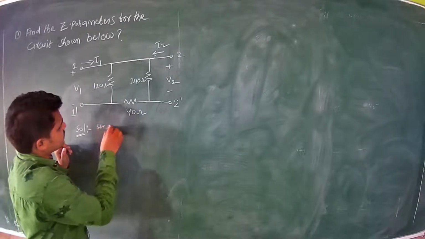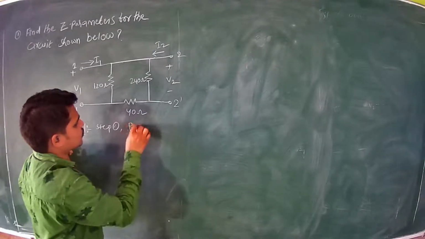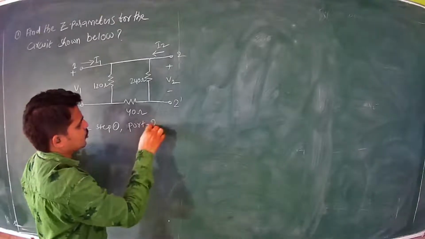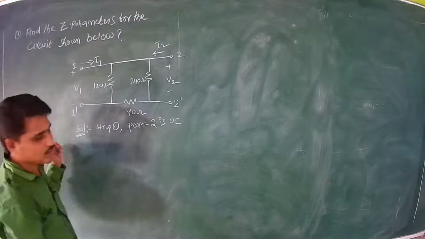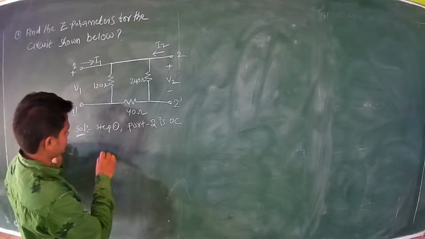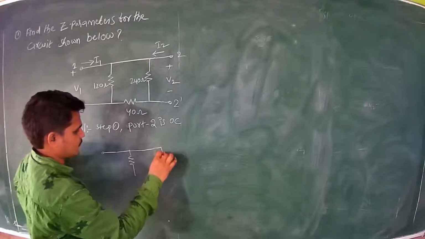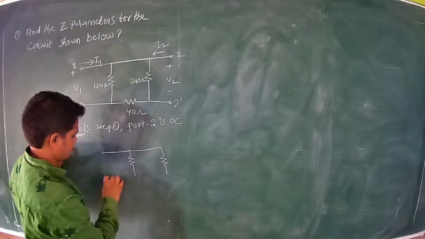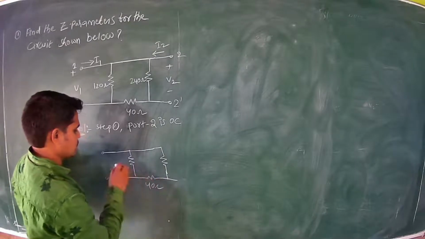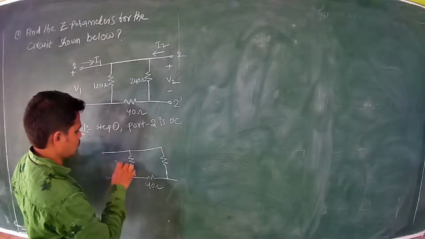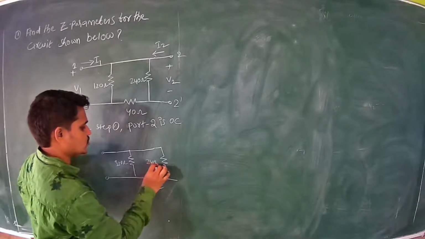So first step, step 1, let us say port 2 is open circuit. OC means open circuit. Now draw the network. 40 ohms, 120 ohms, and this is 240 ohms.